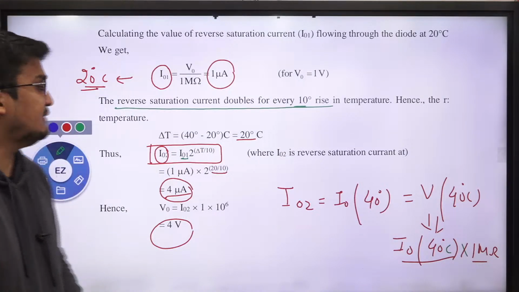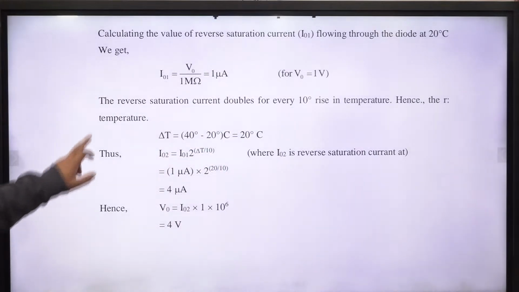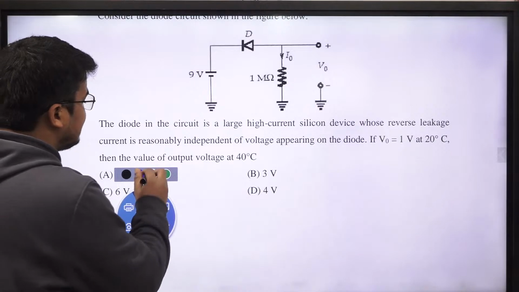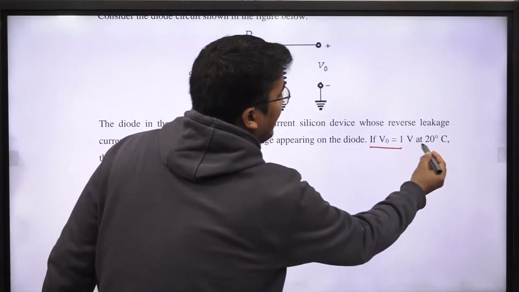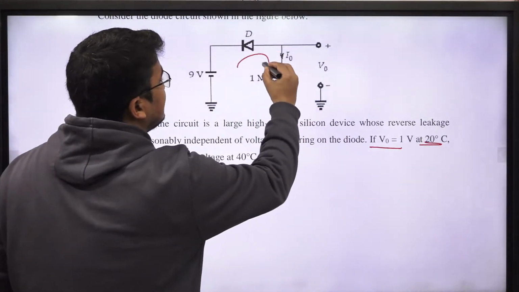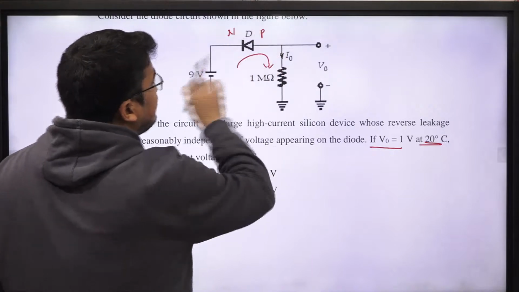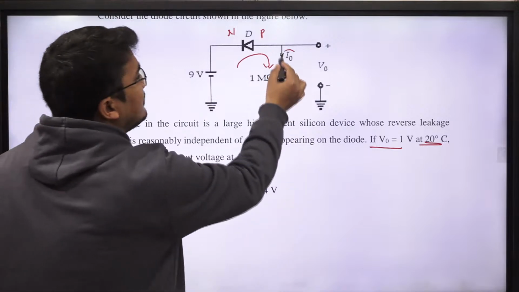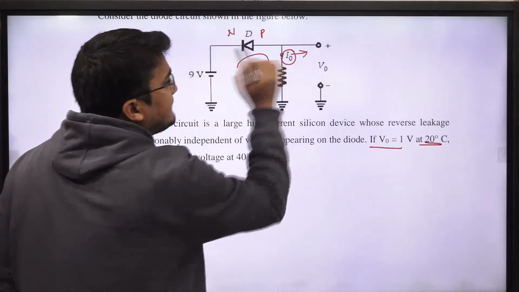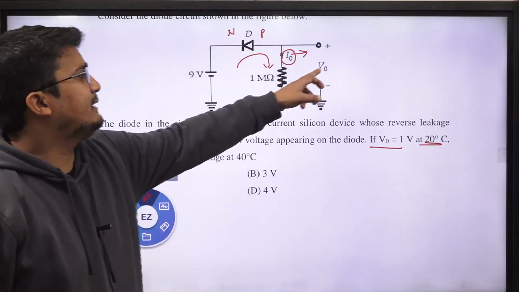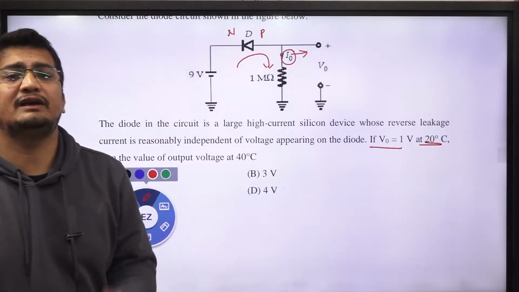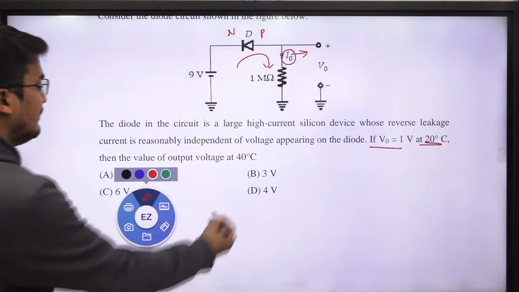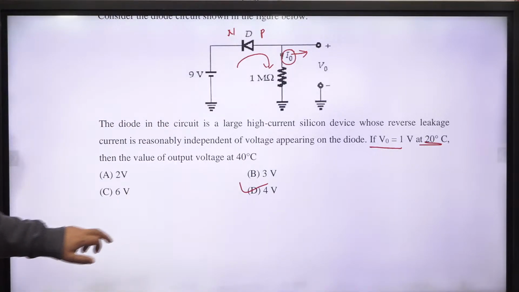So why have I taken this question intentionally? The reason being, most of the time students don't think in such a way. You need to understand one thing. If he's writing that V naught is equal to 1 at 20 degrees Celsius, it means current is flowing like this. This is N, this is P. It means current is flowing from N to P. From N to P only the reverse leakage current flows. It means this current is I naught, and I naught is leakage current. It is temperature dependent. If this is temperature dependent, obviously V naught will be temperature dependent. That is why he is asking the value of V naught at a different temperature. So that will be a different value. So the answer will be 4 volt, option D. Now moving toward the next question.